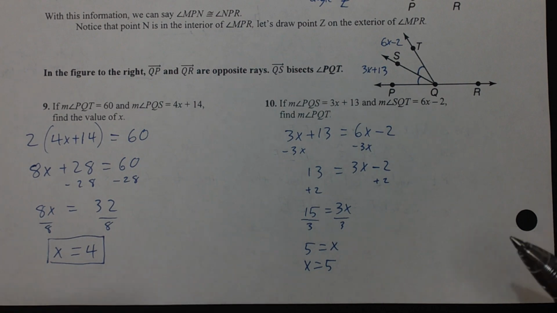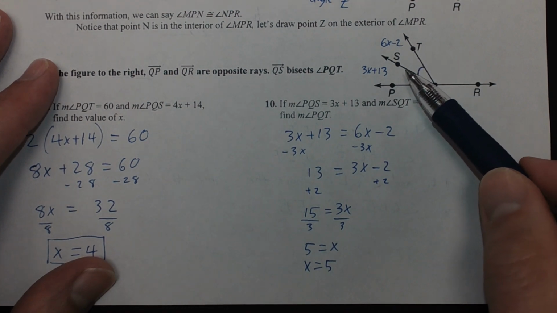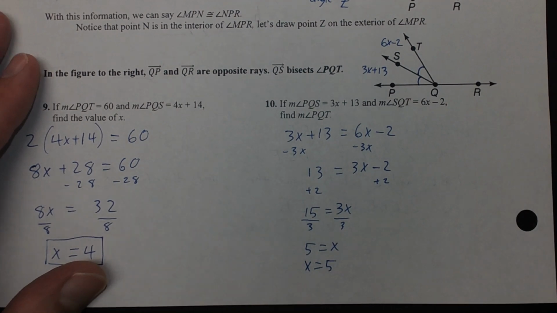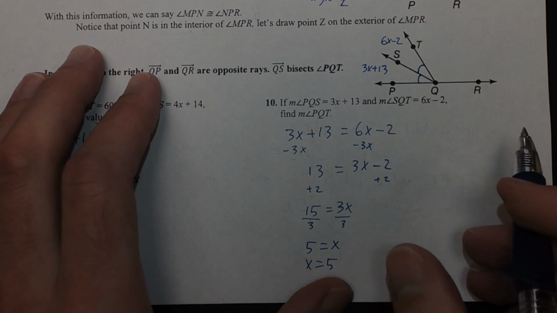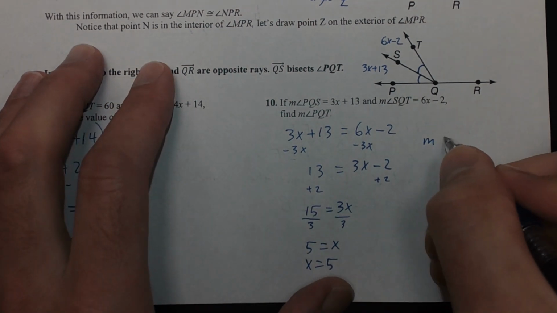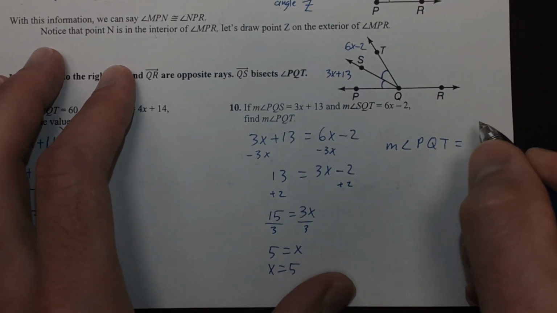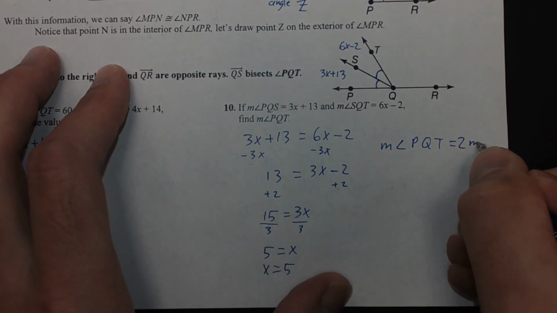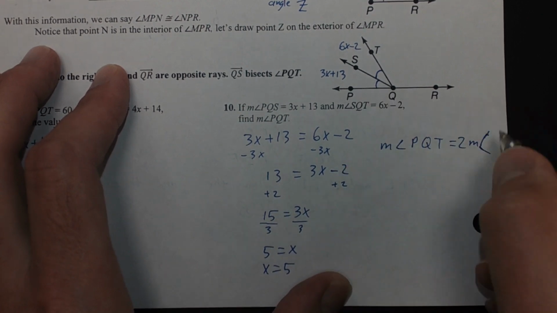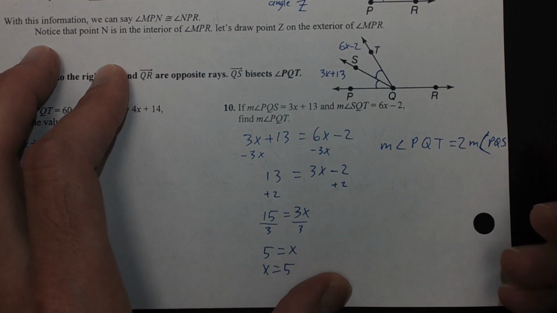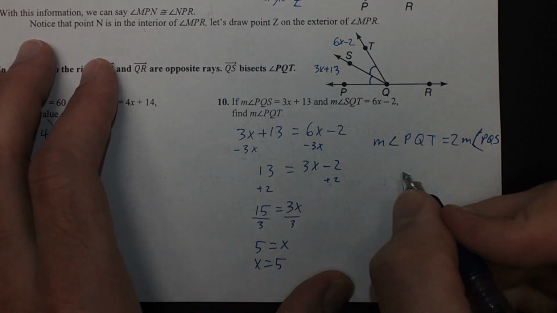Now, you have a couple of choices here, but recall that we're looking for the measure of angle PQT, which is exactly twice as big as either one of those. So you can pick whichever one of those you want. I'm going to say the measure of angle PQT is equal to twice the measure of angle PQS. Sorry, I ran out of room there. So the measure that we're looking for is equal to twice the measure of angle PQS.